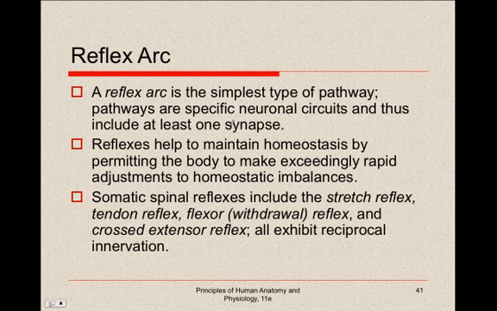So they're very simple pathways so that we can create this rapid response. If you stick your hand on the hot stove, obviously you want to pull that hand away as quickly as possible. So we have these fast reflex arcs to protect the body, again, helping maintain homeostasis. So we're going to talk about some of these types of spinal reflexes. One that we're going to talk about is the stretch reflex, especially the patellar stretch reflex. We'll talk about the tendon reflex, which is kind of the opposite of the stretch reflex. And then we'll talk about the flexor withdrawal reflex and the crossed extensor reflex.